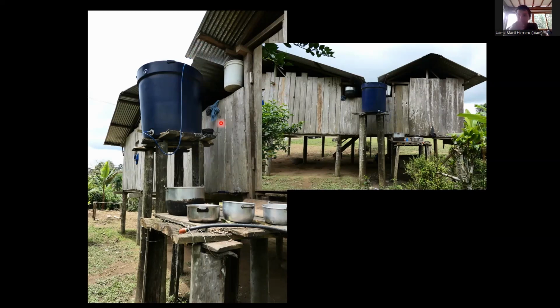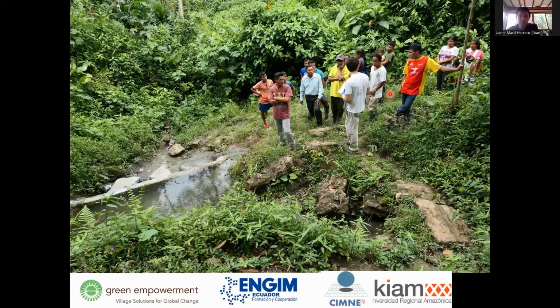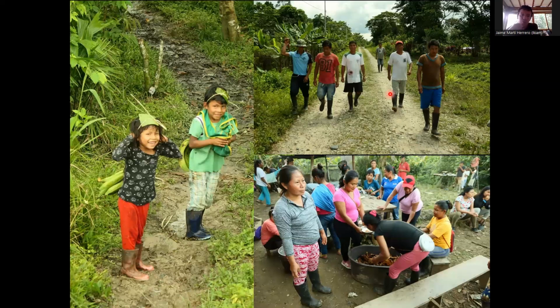So we decided to make an integral project. Before, they were taking the water from the rain or from these small caves that you can see here. So we joined them to work together and decided to make a drinkable water system, and also toilets and a wastewater treatment plant for each family, because they do not live together. They live 50 meters, 100 meters from each other. So we began to work with them.